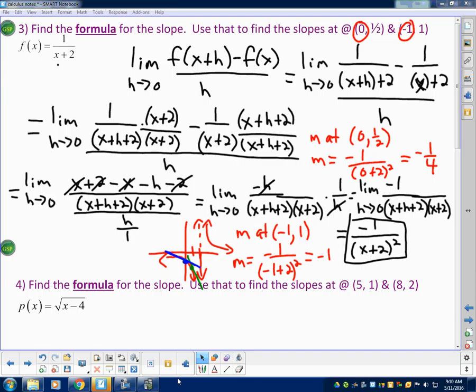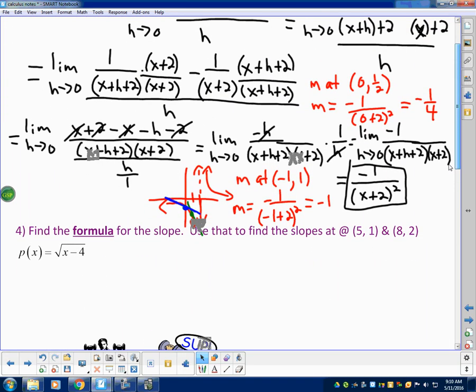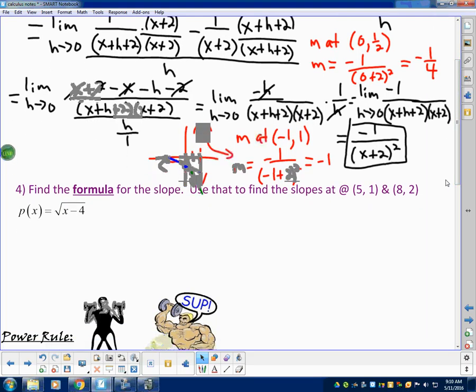Okay. I think I'll go ahead and, I have one more to do, and then I'm going to stop. It says find the formula for slope. So I give you one more on here. P of x equals square root of x minus 4. This is always a fun one, too. This uses the conjugate rule that I showed. Okay.